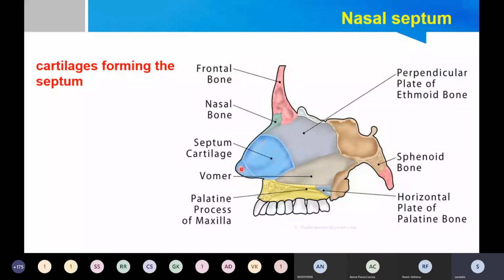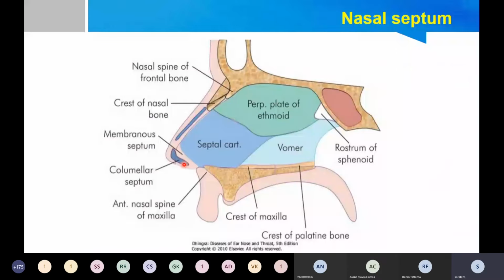Okay, there are two alar cartilages. I already mentioned them in the external nose, isn't it? The tips of both alar cartilages, the right and the left, unite to form the columellar septum. So mainly remember, the bony part of the nasal septum is formed by two bones, especially in the posterior part, that is the perpendicular plate of the ethmoid and the vomer. Then the anterior part is mainly cartilaginous, which is formed by the septal cartilage mainly, and the columellar septum or the columella.